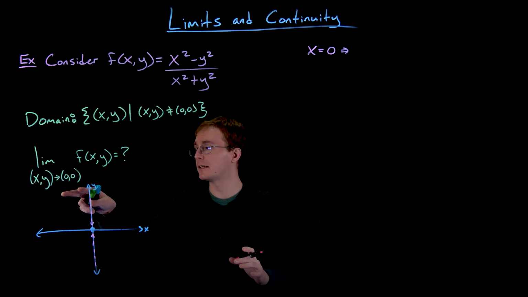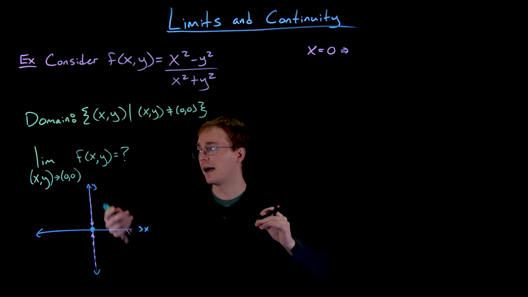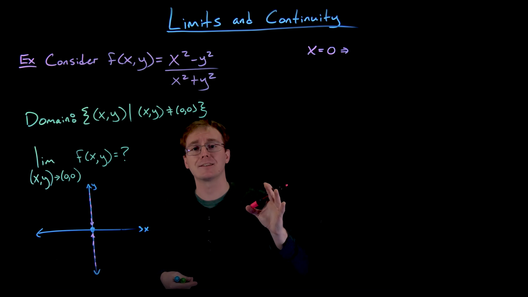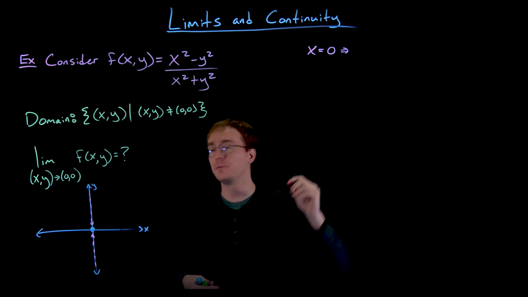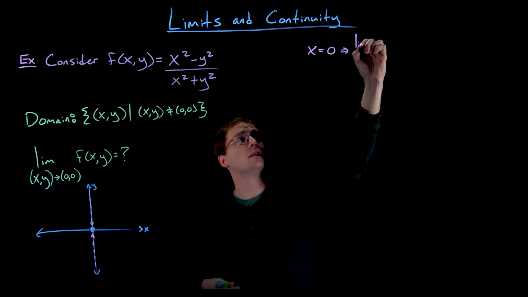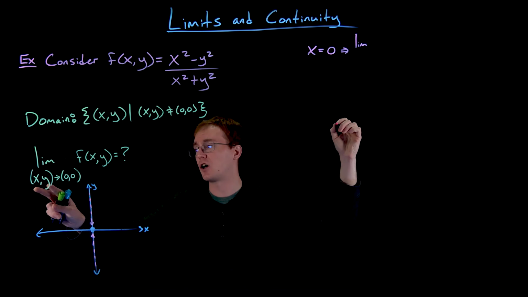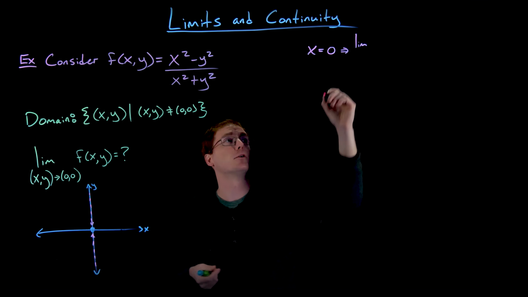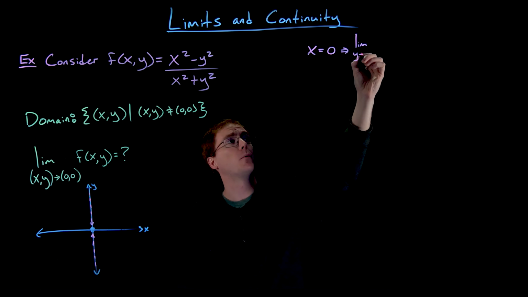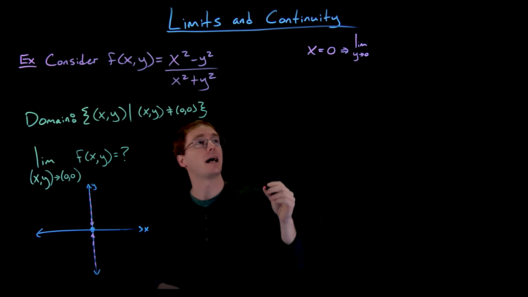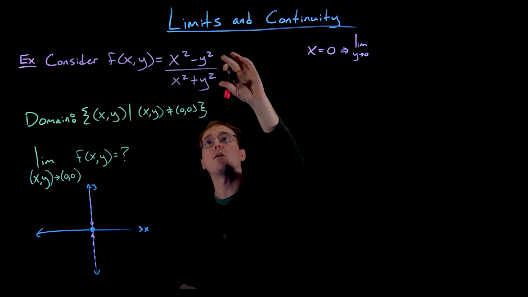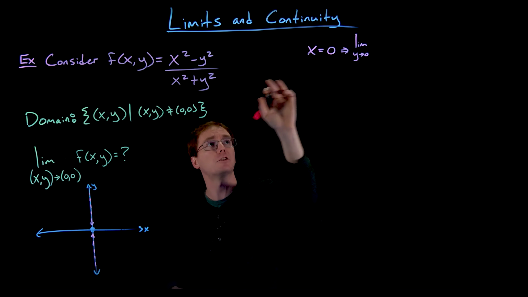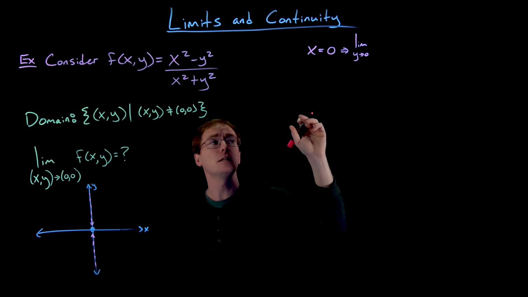So if we look at our limit here, we're looking at the limit as x comma y approaches the point 0, 0, but we're assuming that we're on the y-axis where x is always equal to 0, and that means really we're not looking at the limit as x comma y approaches 0, 0. We're looking at the limit as just y approaches 0 because x is already equal to 0. And so the limit as y approaches 0 of our function x squared minus y squared over x squared plus y squared. But remember, x is equal to 0.